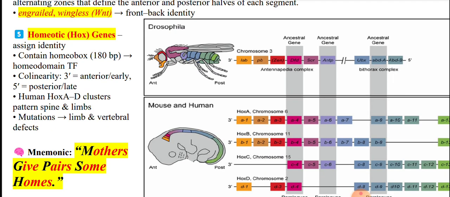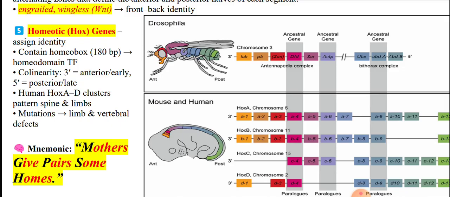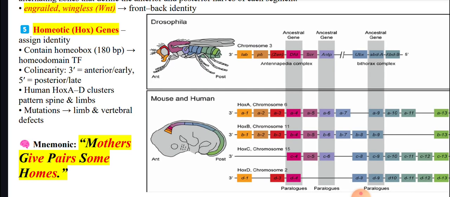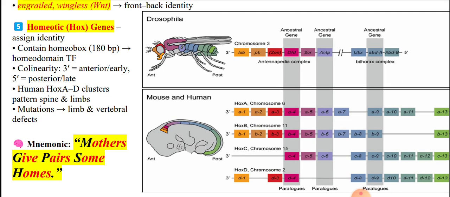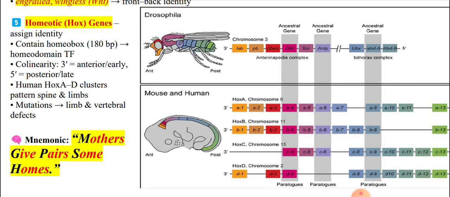All right, so the segmentation cascade: mother's genes give pair-rule genes, which have physically laid out the segments. They exist. But what tells one segment to become part of the head and another to become part of the thorax with legs? That's precisely the job of the next set of master regulators, the homeotic genes, or as they're usually called, the Hox genes. Okay, Hox genes. They give each segment its unique ID.